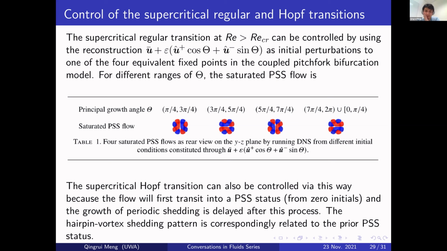And the supercritical Hopf bifurcation can also be controlled this way, because we have mentioned that the PSS state is prior to the occurrence of the periodic vortex shedding, and the shedding is correspondingly related to the posture of the PSS flow. Then we use this way to control the flow growing to the corresponding PSS flows, which can develop into the corresponding vortex shedding state.